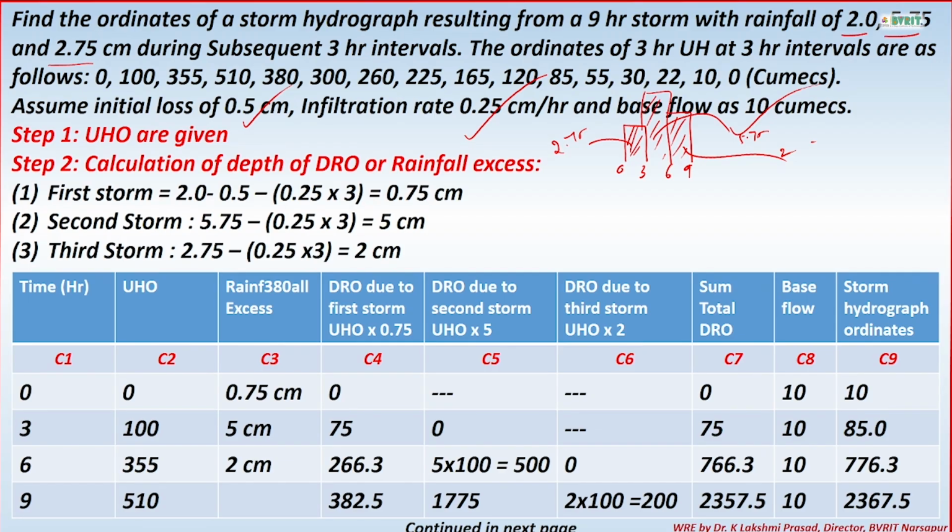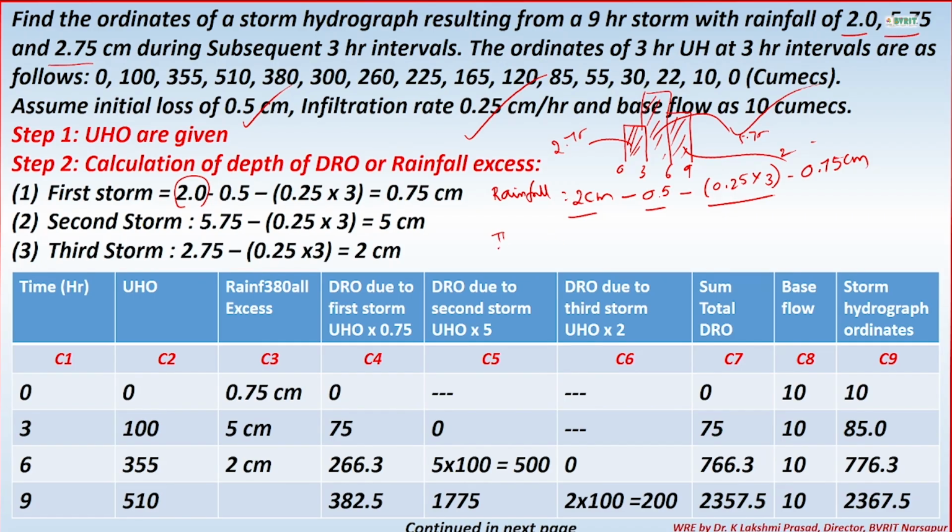Now closely watch. Now what is my first step? Find out the rainfall excess. How to find the rainfall excess? I will show. Take the first storm. First storm rainfall is how much? So rainfall is equal to, first storm only I am showing it to you, 2 centimeters. So initial loss is how much? Minus 0.5. Then what is infiltration rate? 0.25 centimeter per hour. Time is how much? 3. So if I take 2 minus 0.5 minus 0.25 into 3, naturally 0.75. So this is the rainfall excess due to first storm.